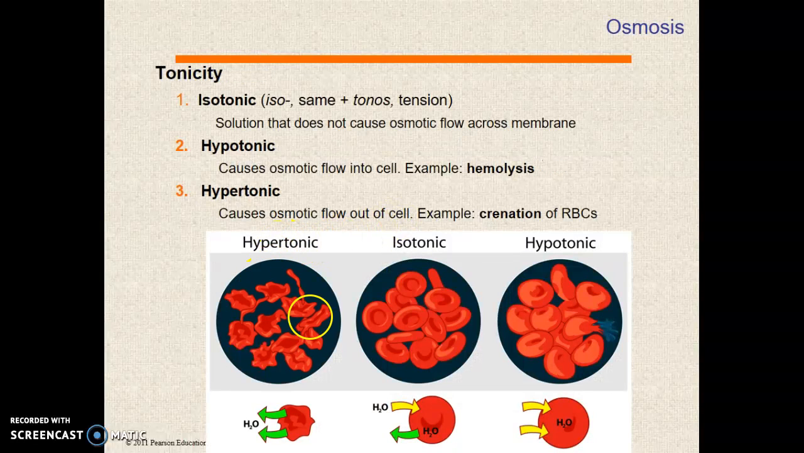So these pictures show red blood cells placed in different solutions. In the middle, isotonic, the red blood cells look normal. They have been placed in a solution that is isotonic with the cell. That is, the solute solution outside the cell is the same as the solute solution inside the cell.